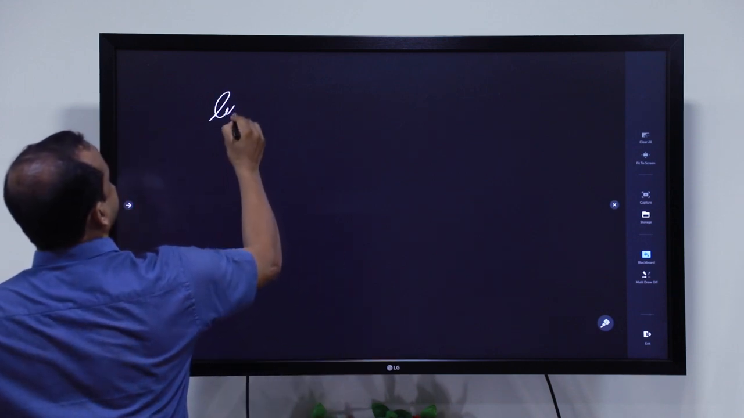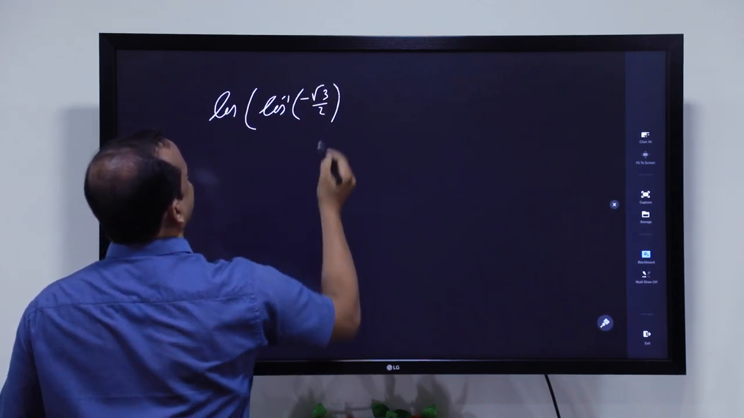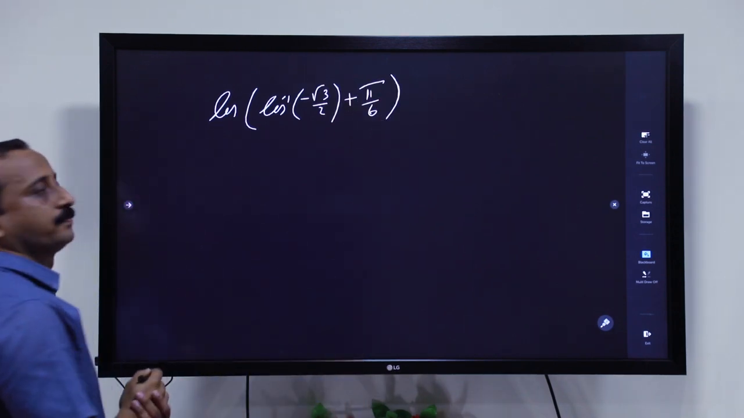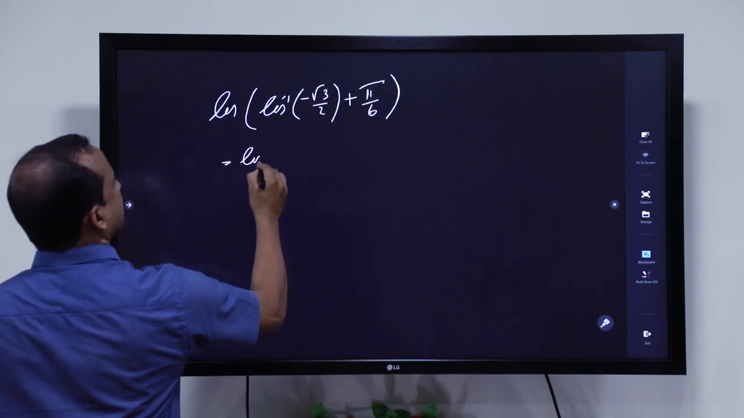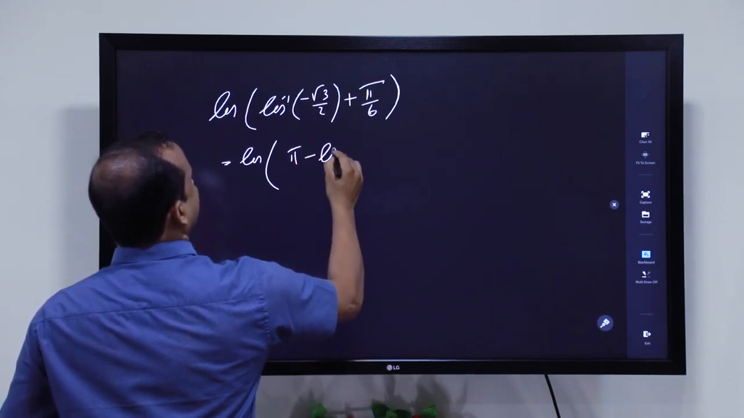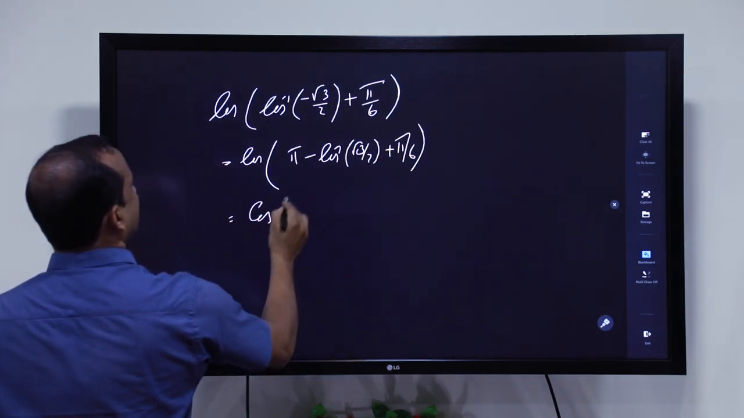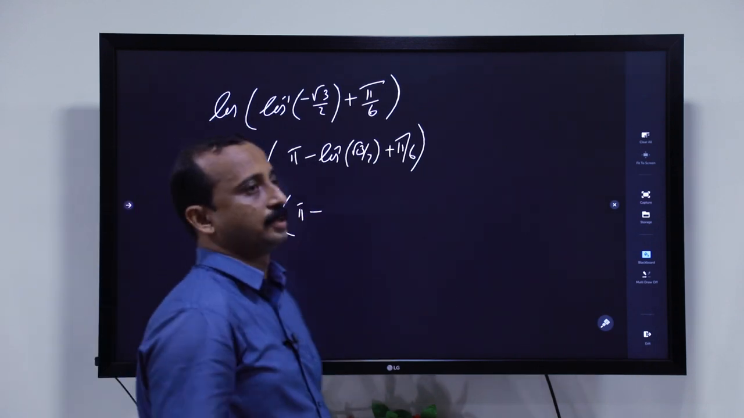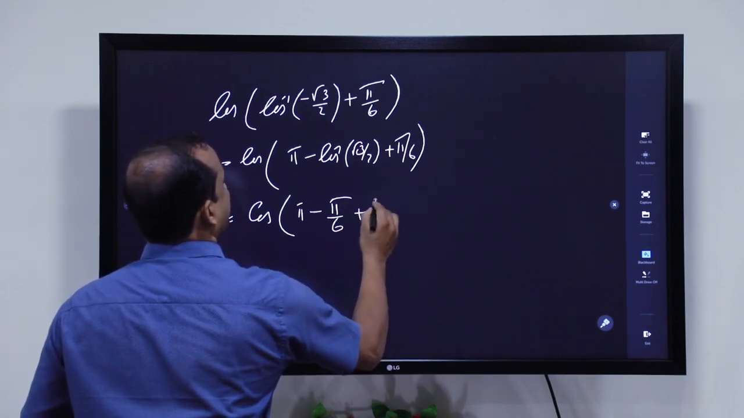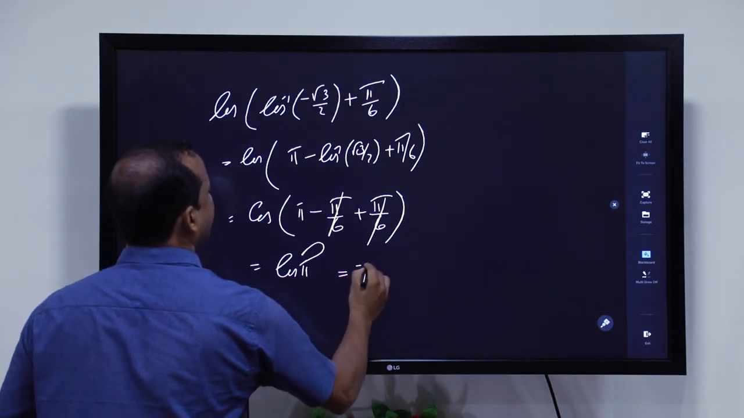Cos of cos inverse minus root 3 by 2 plus pi by 6. That is cos of, you know, cos inverse minus x is pi minus cos inverse x. That is pi minus cos inverse root 3 by 2 plus pi by 6, is equal to cos of pi minus, root 3 by 2 corresponds to 30 degrees. 30 degrees means pi by 6. That is pi by 6 plus pi by 6. Here pi by 6 cancels, and therefore cos pi, the value of cos pi.